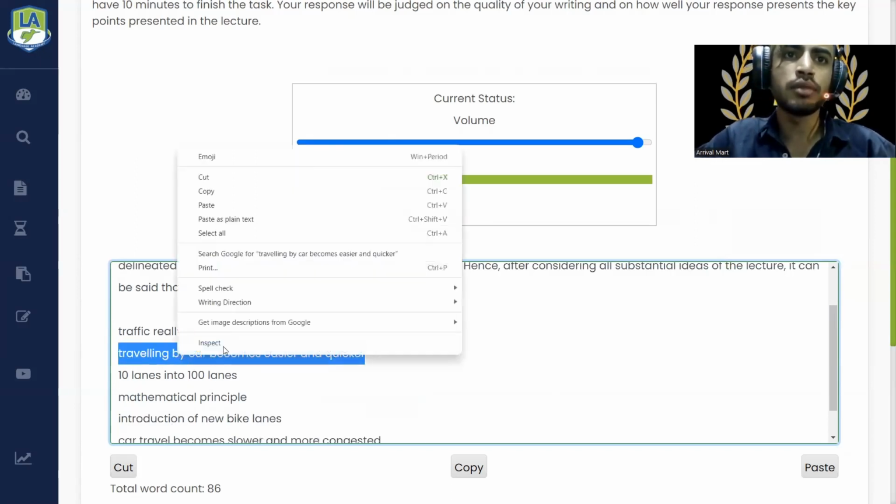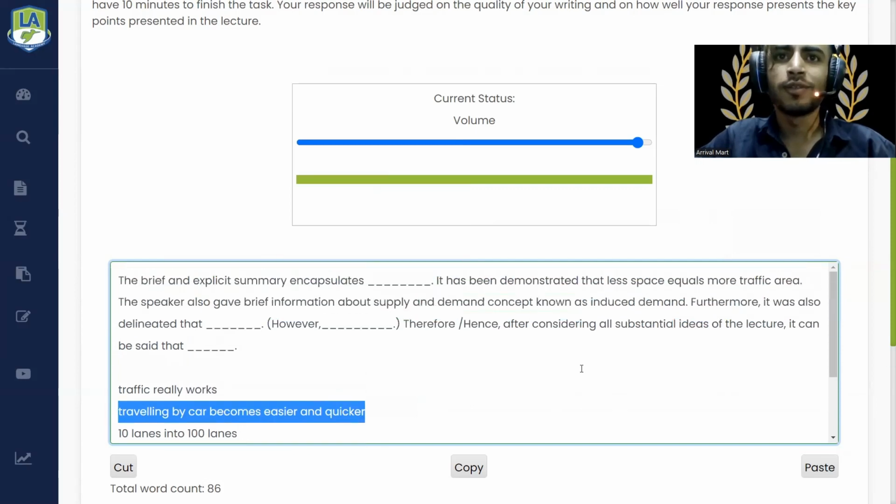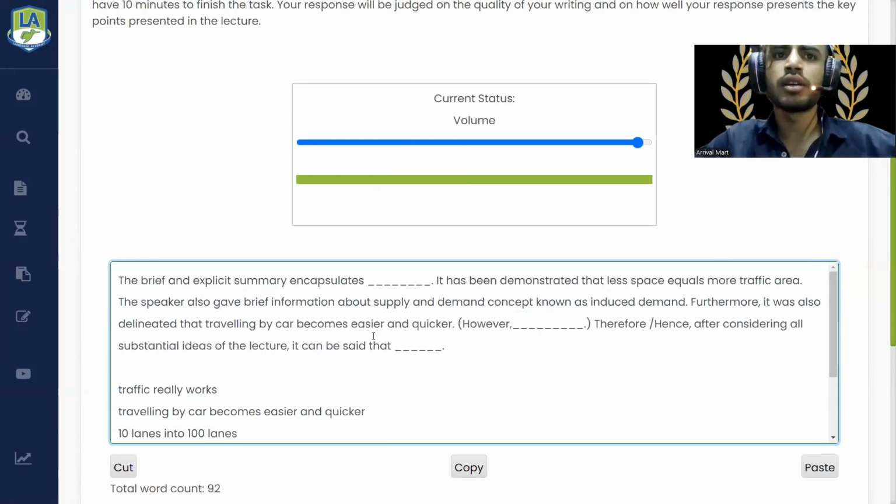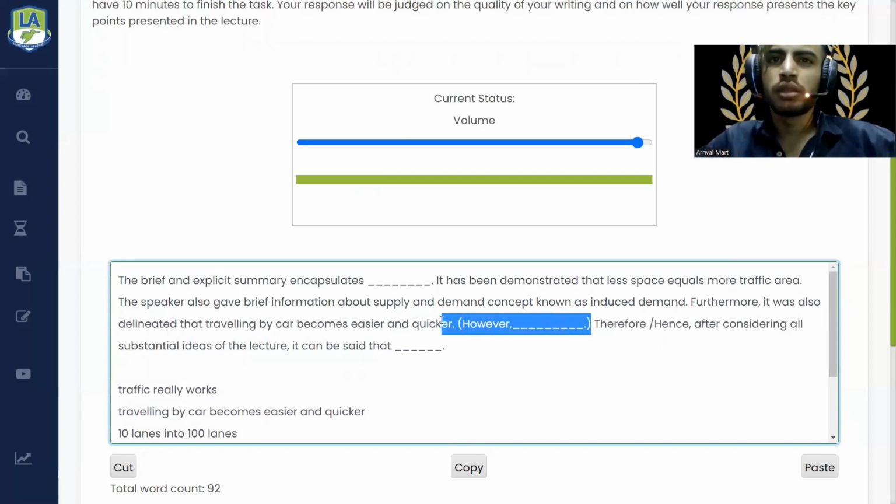Traveling by car becomes easier and quicker. Furthermore, it was also delineated that traveling by car becomes quicker, easier and quicker. Okay, it's okay. You can use this if you have less word count. I will always use this at the end because sometimes the audio is very short and we won't be able to write each and everything. We won't be able to note down all the keywords. So being on the safe side is a very good thing over here.